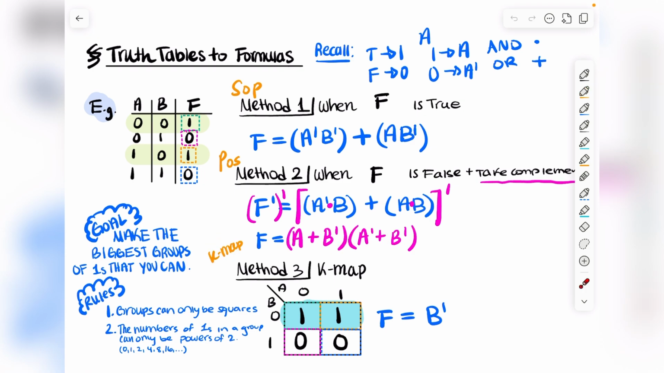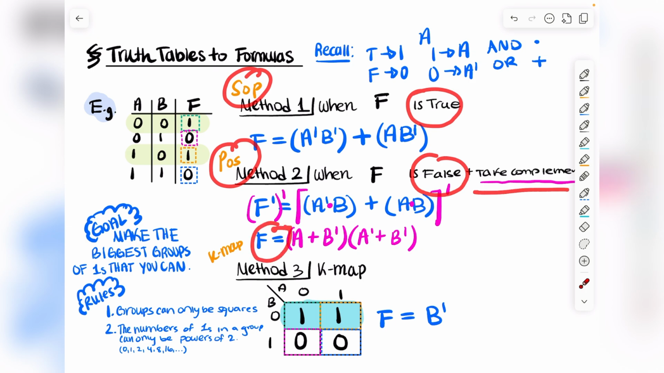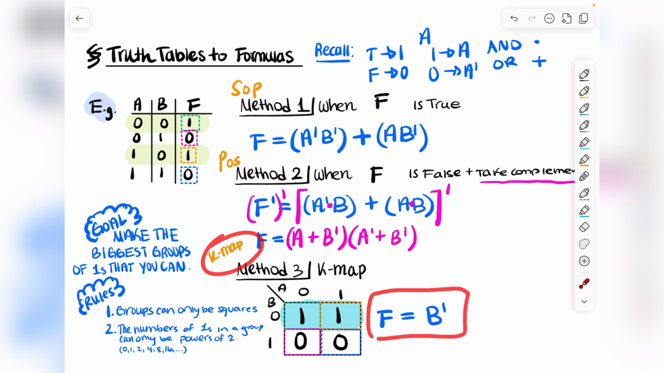So what they're most likely to do is say, hey, here's a truth table. Express the formula for this truth table as a sum of products, as a product of sums, and also by using a KMAP. So just remember, sum of products, true. Product of sums, false. Take the complement so you can actually get F. And then KMAP will always give you the simplest Boolean expression, the simplest formula for your truth table.